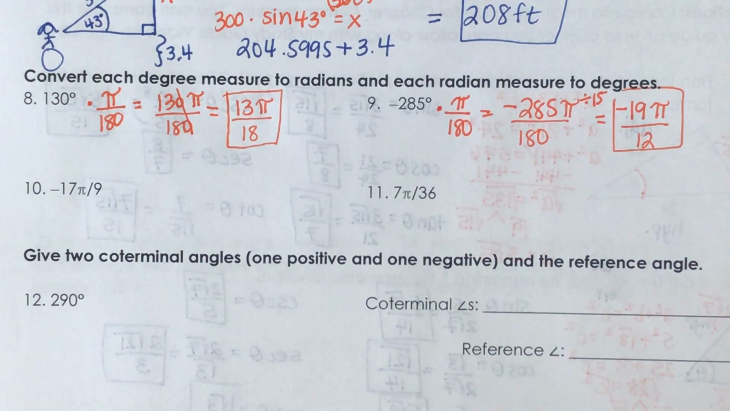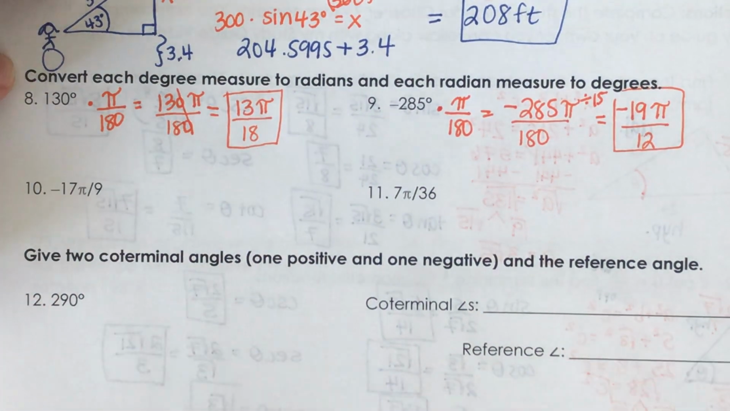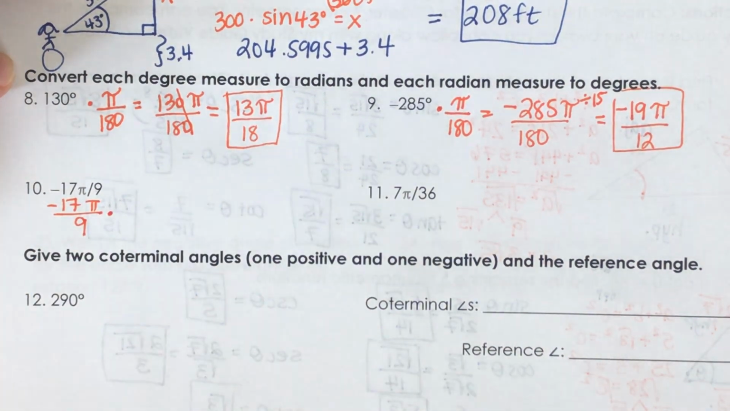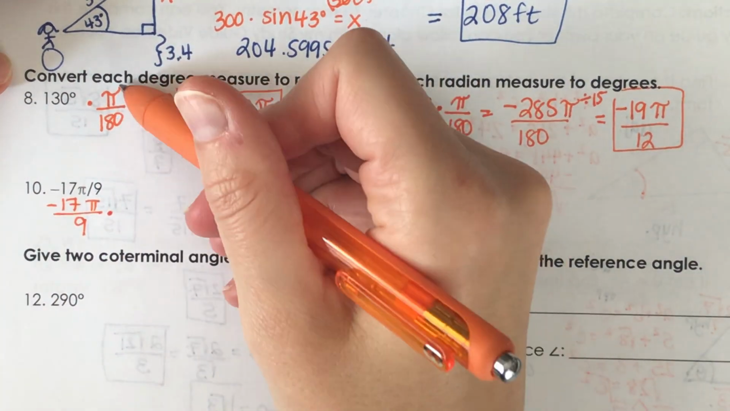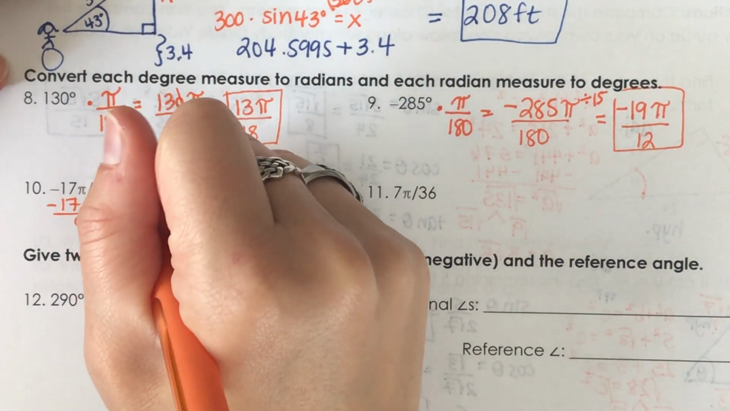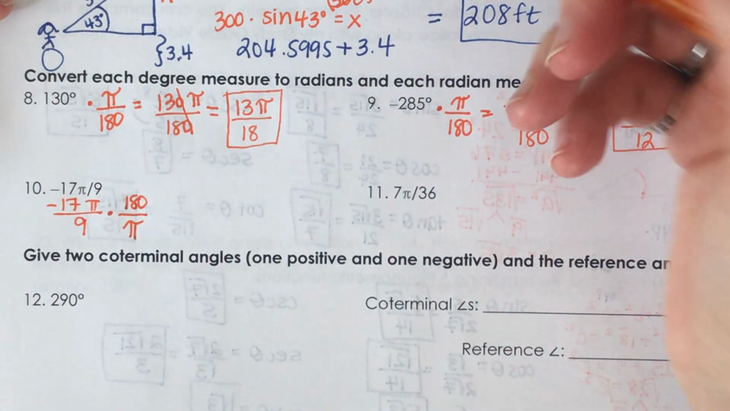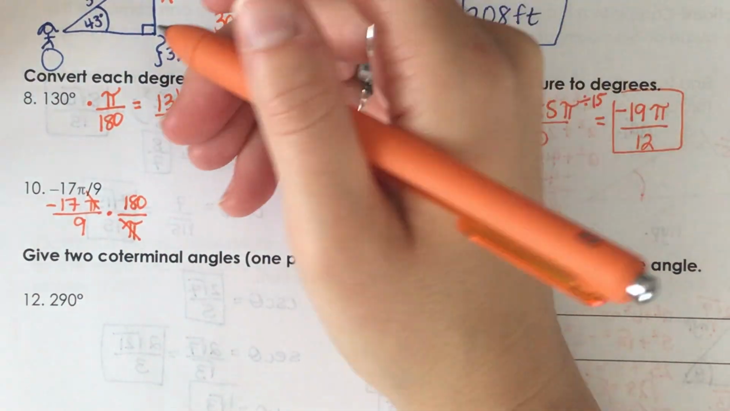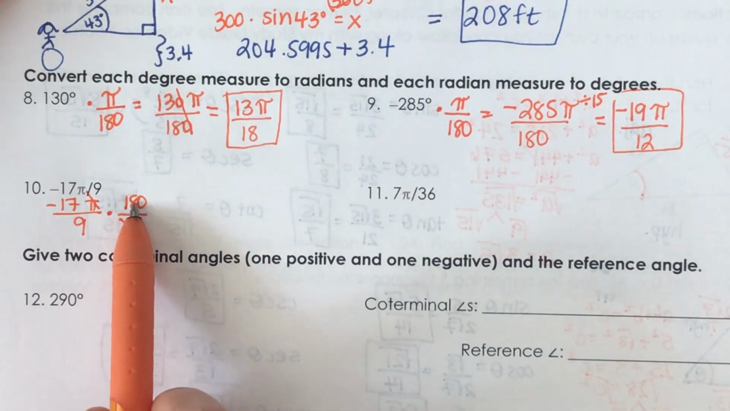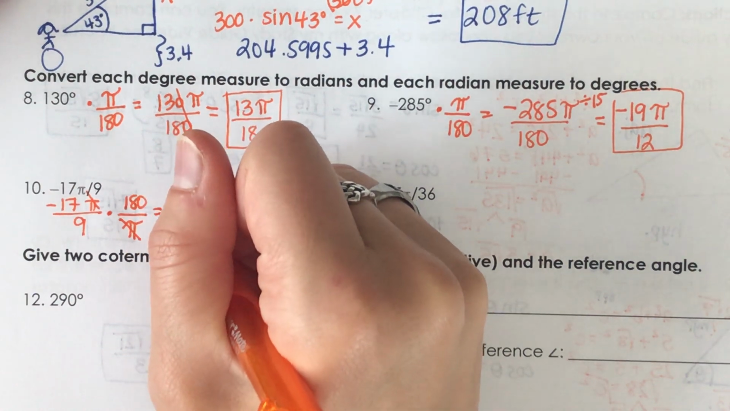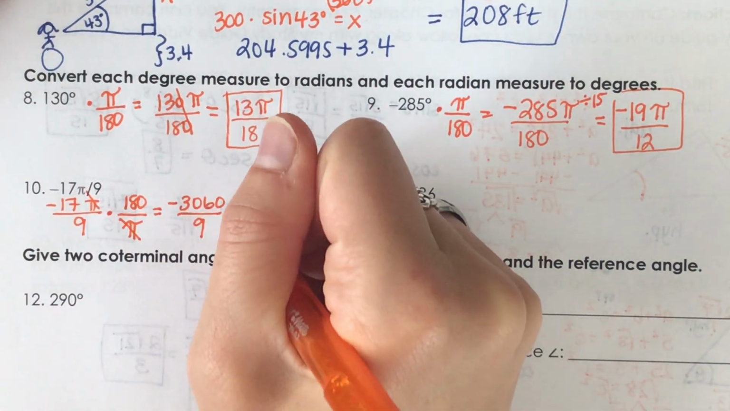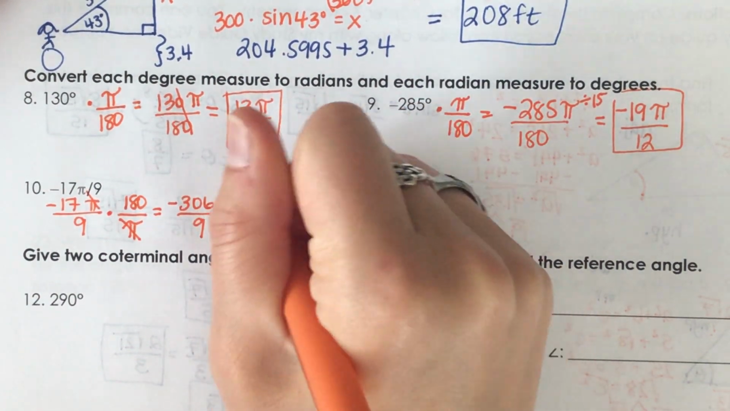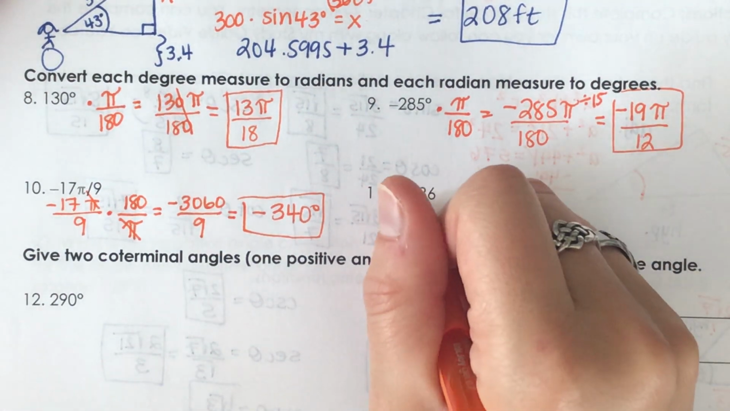Now we're going to go the opposite way. I'm going to take our radians, turn them into degrees. So in order to do that, I'm just going to rewrite this one. I'm going to multiply by the reciprocal. So I'm going to multiply by 180 over pi. And when I do that, I'm going to notice pi divided by pi, these are going to cancel. And then I'm just stuck with just some regular old numbers that I'm going to multiply. So if I do negative 17 times 180, I get negative 3060. If I divide that by 9, I get negative 340 degrees.